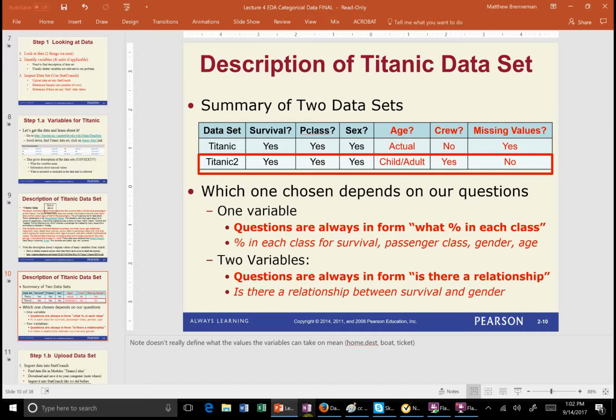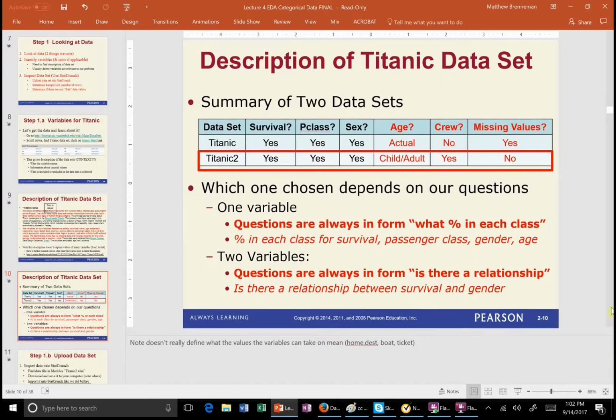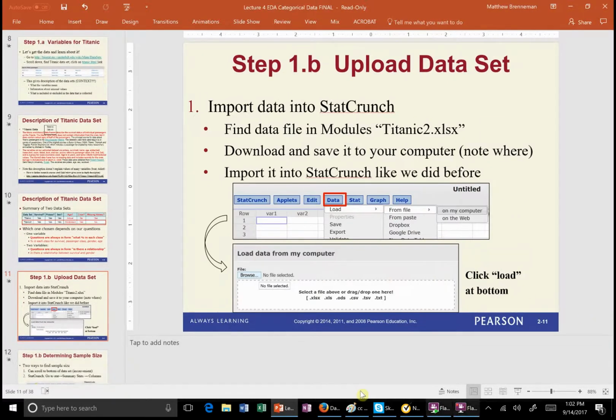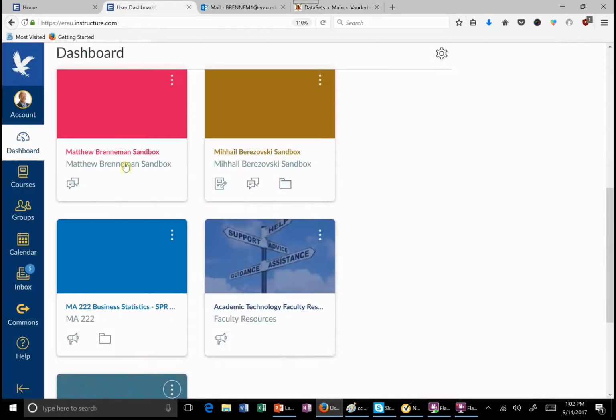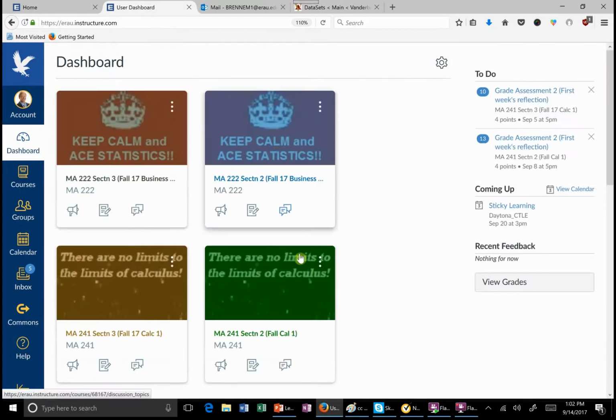So we're going to look at this first, the Titanic 2. So let's go ahead and download that. That should be in modules. So go over here.